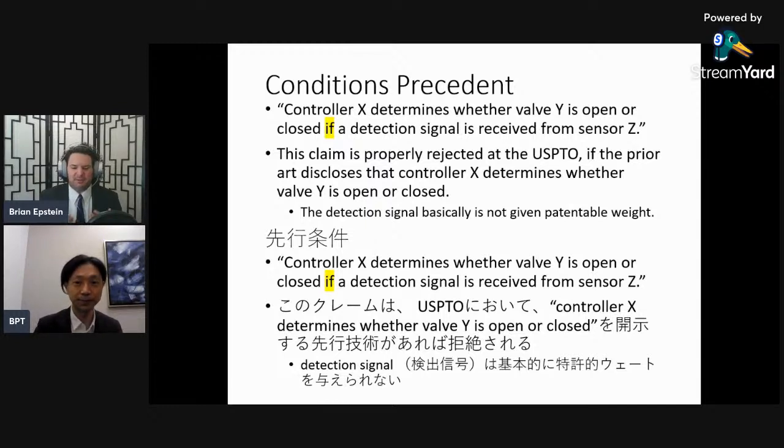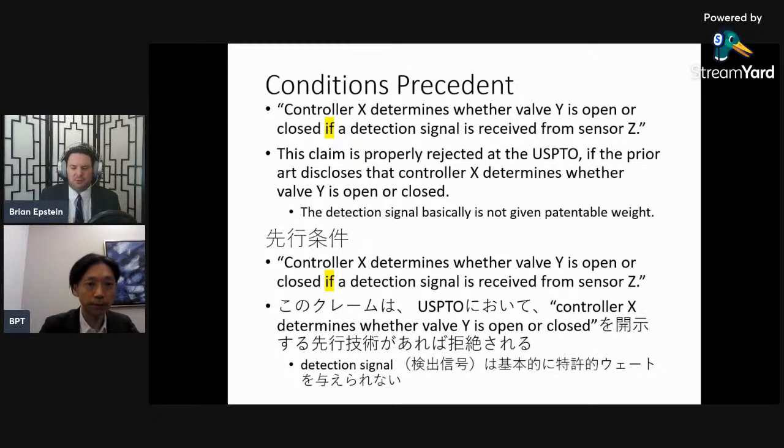So to give a sense of some of these latter phrases, we have to start at the beginning, and that's with this concept of conditions precedent. And the famous one is the use of the word if. So, for example, a claim might recite, controller X determines whether valve Y is open or closed if a detection signal is received from sensor Z.